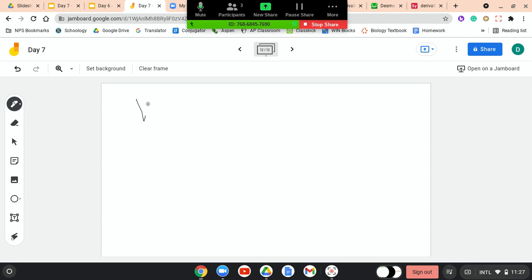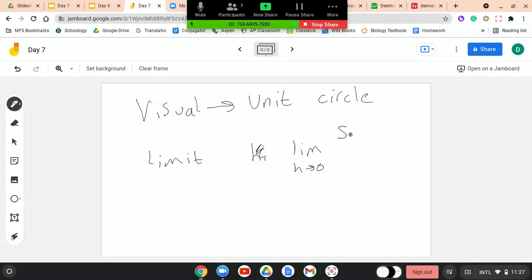I could do it in a visual manner using the unit circle, or by using our limit definition, where we take the limit as h goes to 0. Like, for example, if we're trying to find the derivative of sine of x, we'd evaluate this limit. So I could either... Do you have any preference? Nope, no preference.